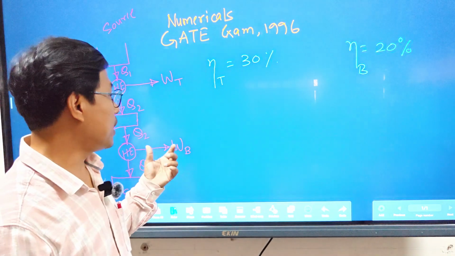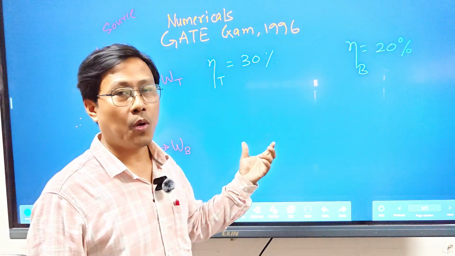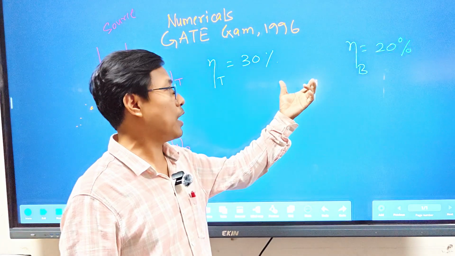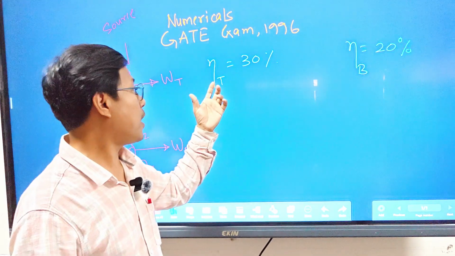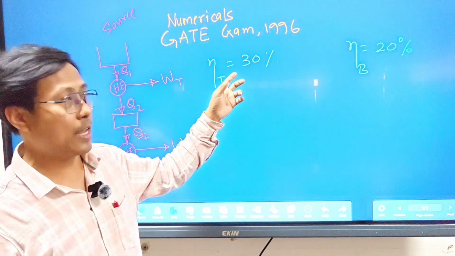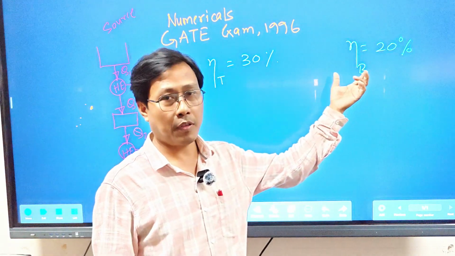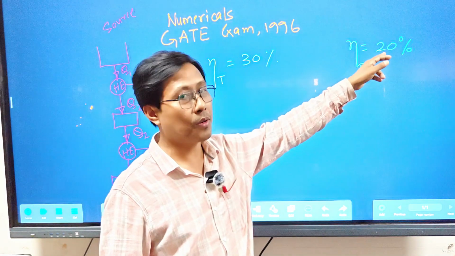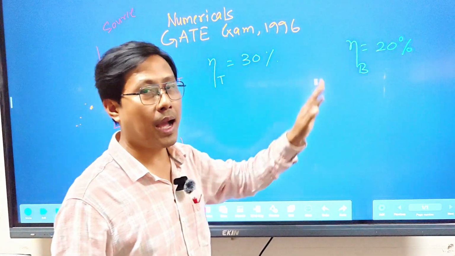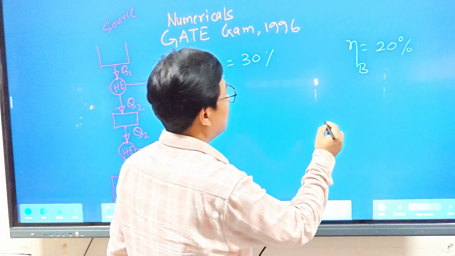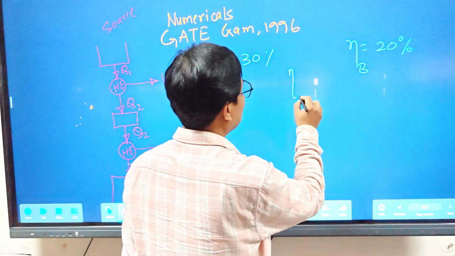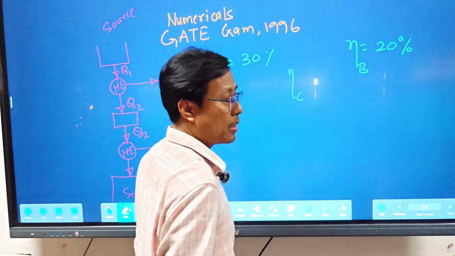Clear? So for this particular heat engine, we have two cycles. For these two cycles, efficiencies are given. For the first heat cycle, the efficiency is 30%, and for the second heat cycle, the efficiency is 20%. Clear? And now it is asked to calculate the overall efficiency, the combined efficiency.